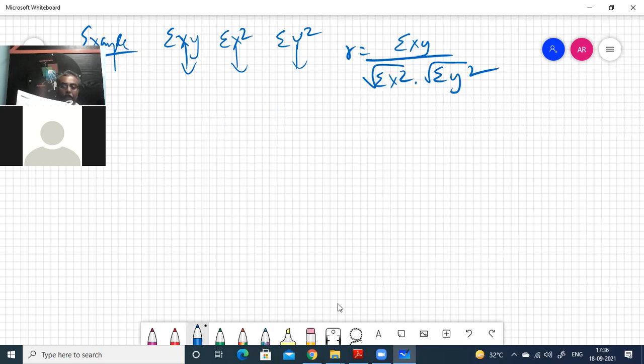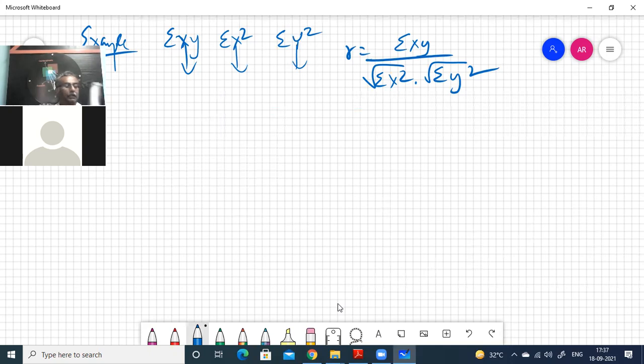Sigma xy by root of sigma x squared into root of sigma y squared. Otherwise, never go for that direct mean method. Always go for the assumed mean method. That means n into sigma dx dy minus sigma dx into sigma dy. That formula, always go for that. By default, you assume that.